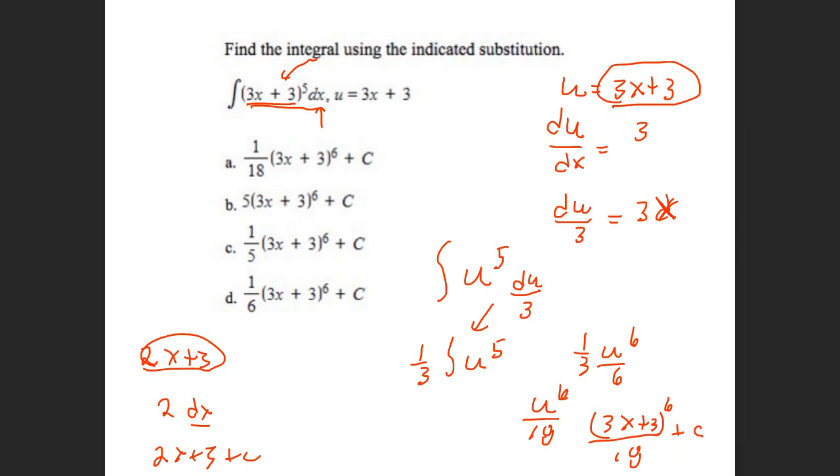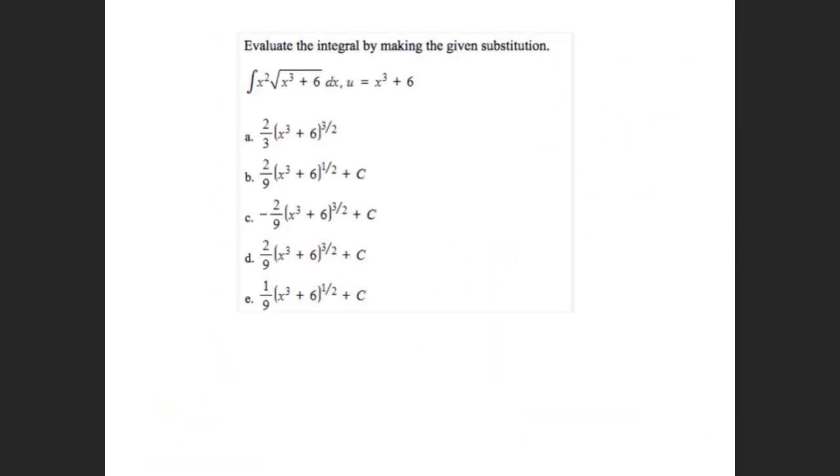All right, let's try another one. Okay, this one's a little bit tougher. It tells us what to use u for. Now, I'm going to show you why you have to use the x to the 3rd plus 6. Because if you let u equal x squared, we won't even talk about that. So let's say I have u is equal to x to the 3rd plus 6.